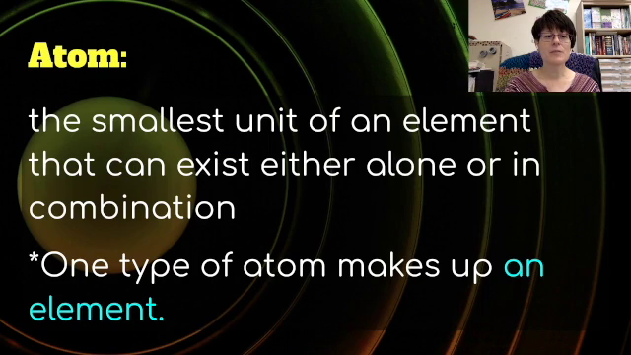Elements are made of atoms. An atom is the smallest unit of an element that can exist either alone or in combination. And one type of atom makes up an element. So elements only contain one kind of atom. There are other things that contain more than one type of atom, but elements are always just one atom.